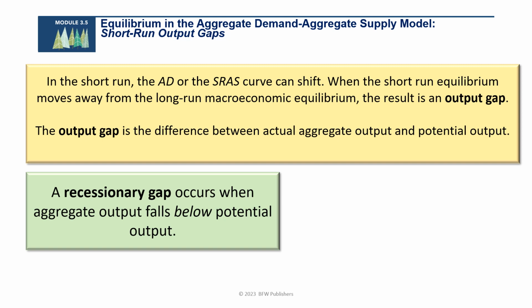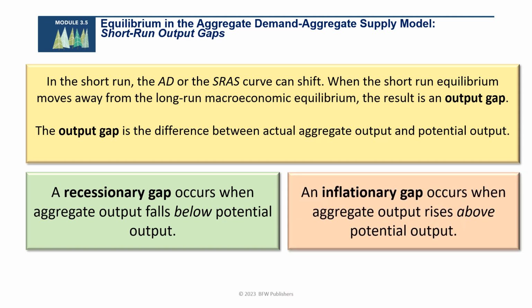So there are two possibilities. The output gap is the difference between actual output and potential. So we could have a recessionary gap, and that happens when output falls short of potential. Think about what's happening during a recession. GDP is weak, contracting, falling. We're not near our potential level of output, we've got human beings sidelined who would like to work, and the economy is not operating on all cylinders. Or we could have an inflationary gap. This happens when aggregate output rises above potential output.